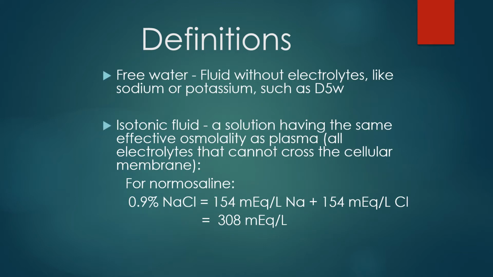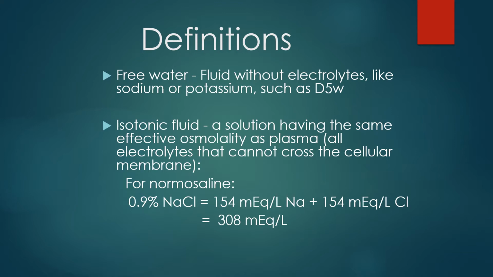Free water refers to fluid that contains no electrolytes such as D5W. Isotonic fluid is a solution that has the same effective osmolality as plasma. So for normal saline, the total concentration of electrolytes is 308 milliequivalents per liter, which is similar to the osmolality of plasma. Any saline you give to a patient will stay in the ECF space.